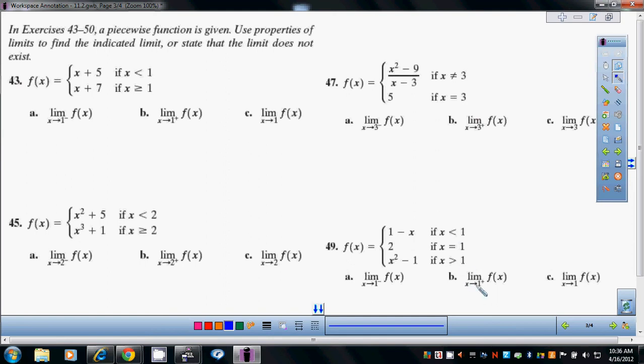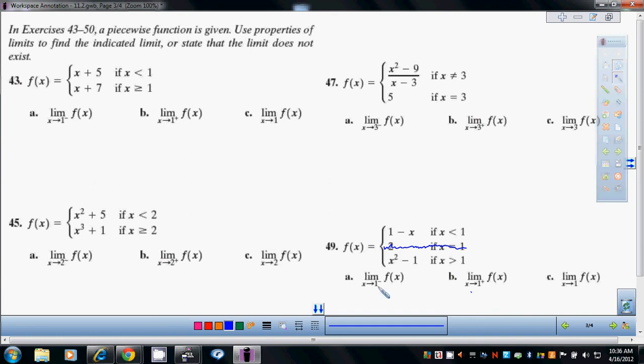And then, okay, so yeah, you do not care what the point equals at our limit value. We don't care. That's not the point of a limit. The point is to see where it's going. So, I need to find the limit as it approaches 1 from the left.